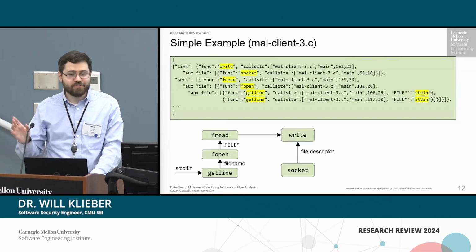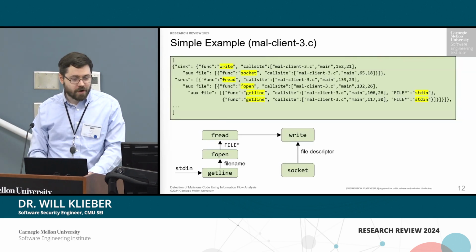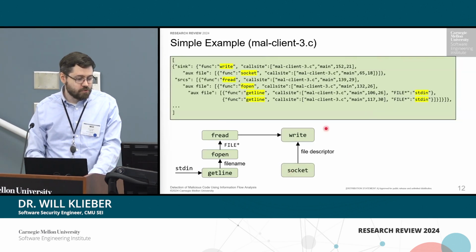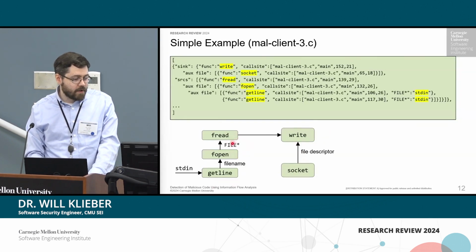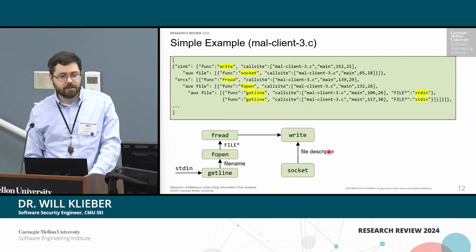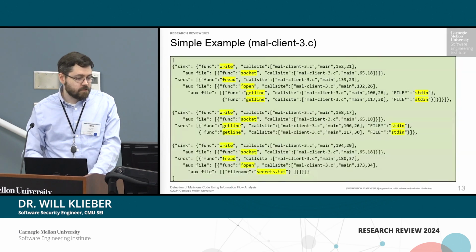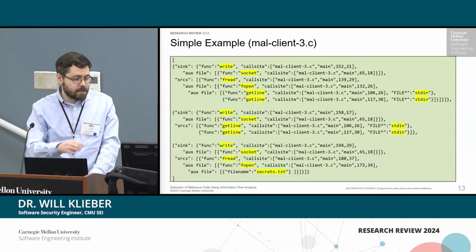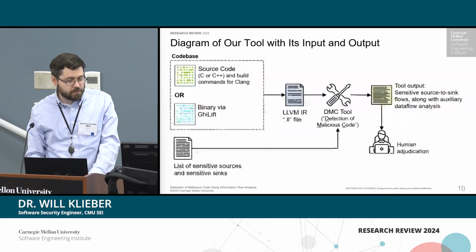So we need to distinguish between writing to a regular file on your local file system versus writing to a network socket. So we use this auxiliary information to determine the name of the file that you're reading from, as well as what you're writing the data to. And this is just the complete example. This is the complete output for an implementation of this simple example program.